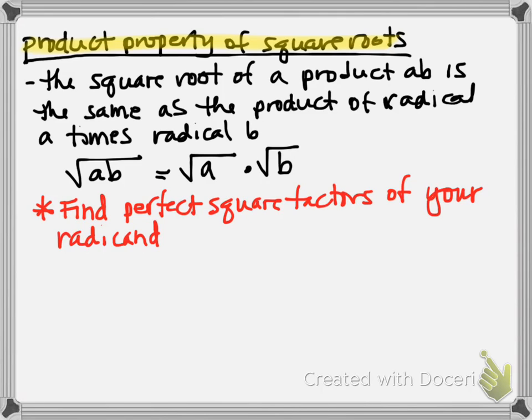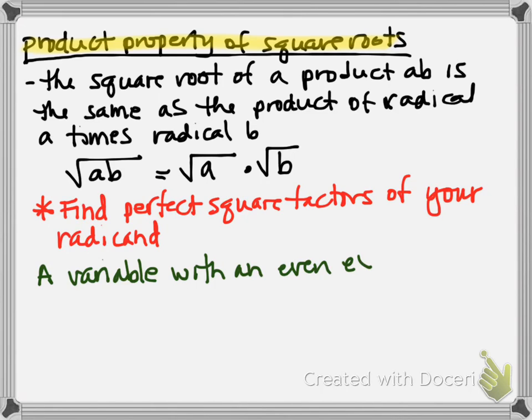Now, what did you guys learn about what type of variables you can take the square root of? So we're going to write that down too. A variable with an even exponent is a perfect square.